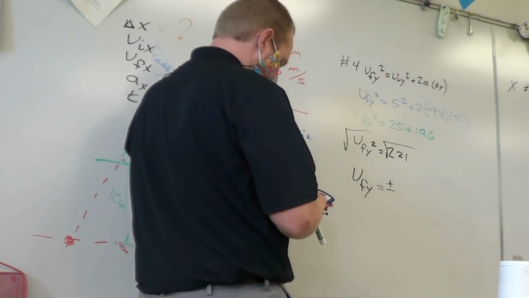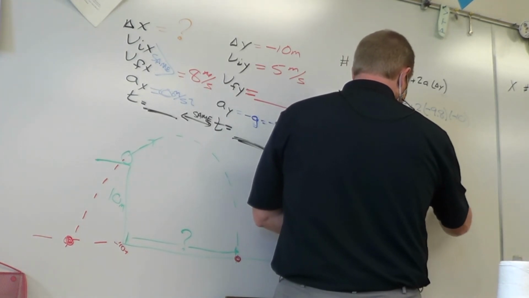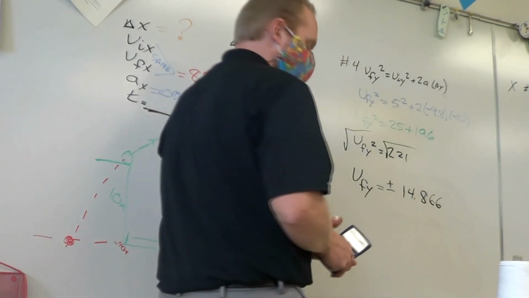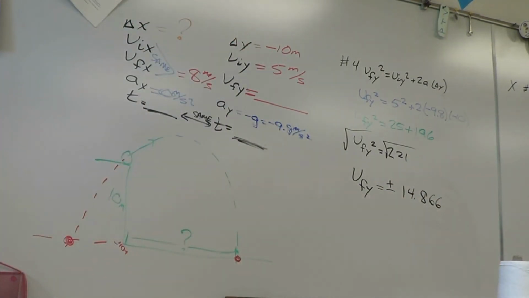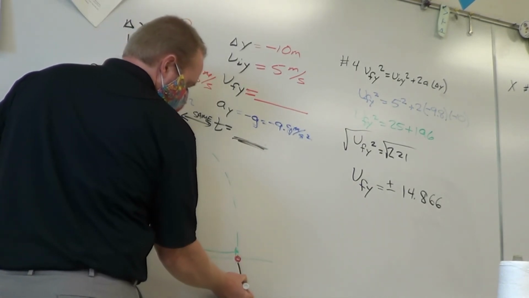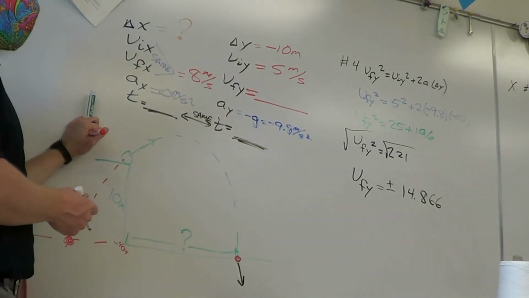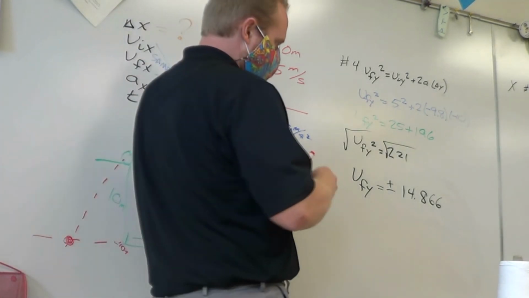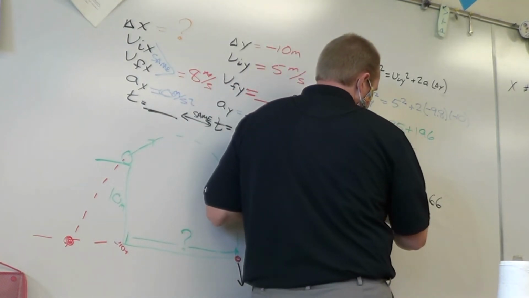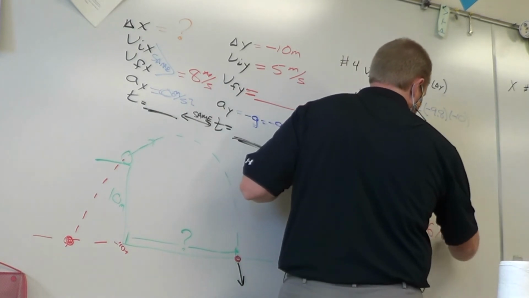plus or minus 14.866 meters per second. Square root of 4 is plus or minus. Now we need to make the choice. When the ball hits the ground right here, is it going down at negative 14.86 or is it going up at positive 14.86? Down. It's going to go down, right? So we have to choose the negative 14.866 meters per second.